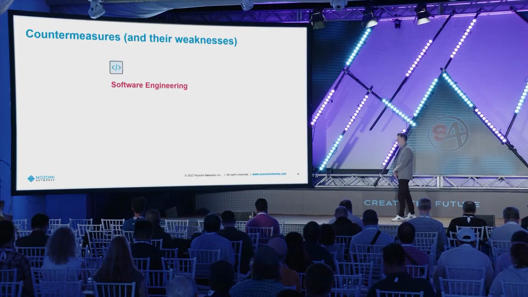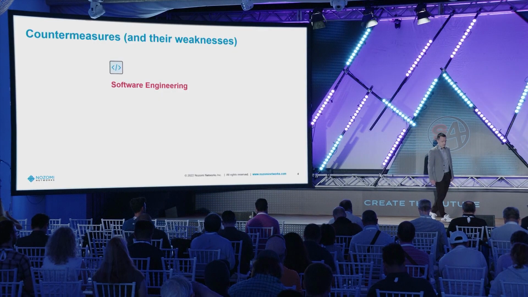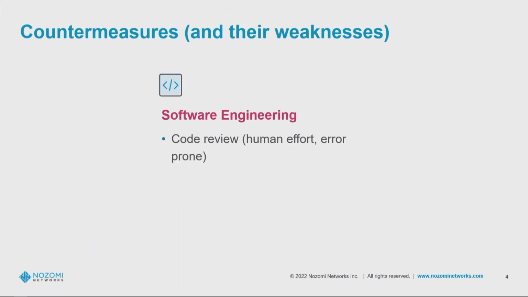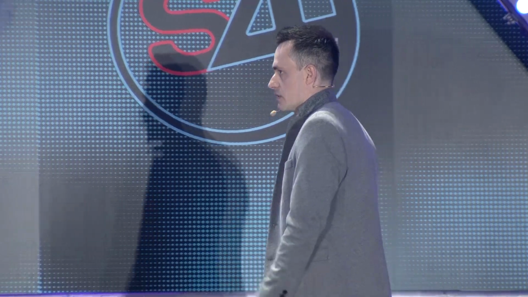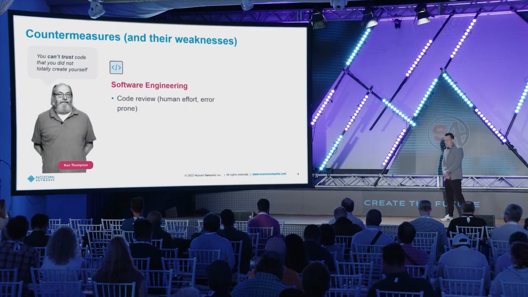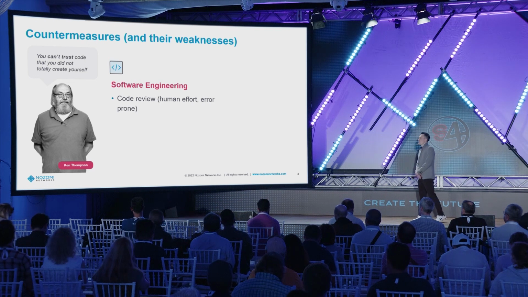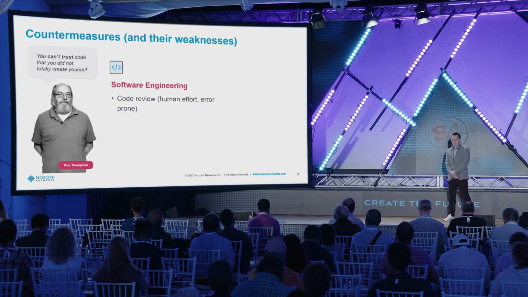And so what are the countermeasures that we can apply in order to preserve the correctness of our program? I'm going to enumerate some countermeasures that are meaningful from the point of view of software engineering. So for instance, we can do code review. But code review is a human effort, and as any human effort is subject to error. And when you do a code review, you have to enter the mind of the person who has developed the code. And this is not easy. And to support this thesis, I will summon a giant of computer science, Ken Thompson, co-inventor of Unix, who once said, you can't trust code that you did not totally create yourself.